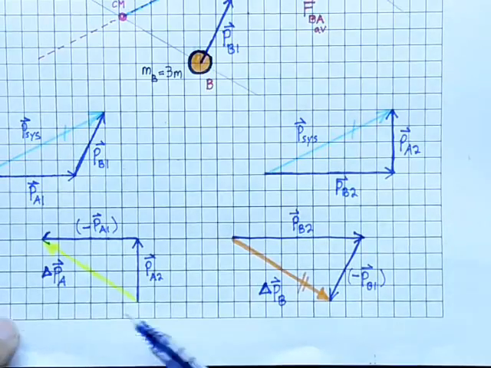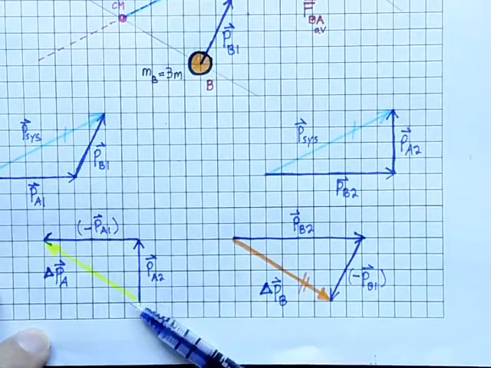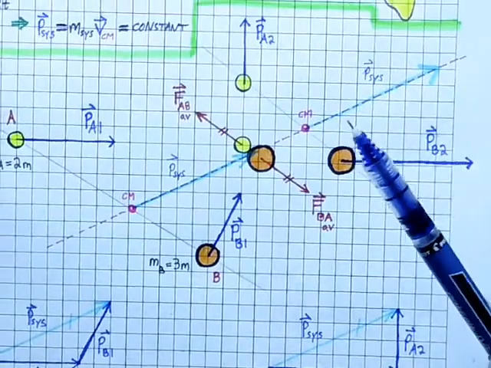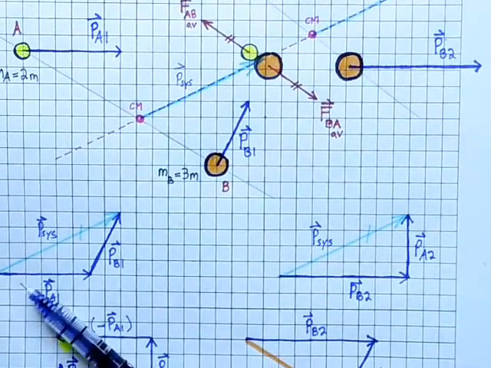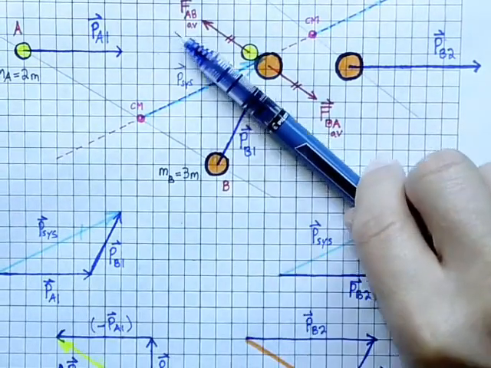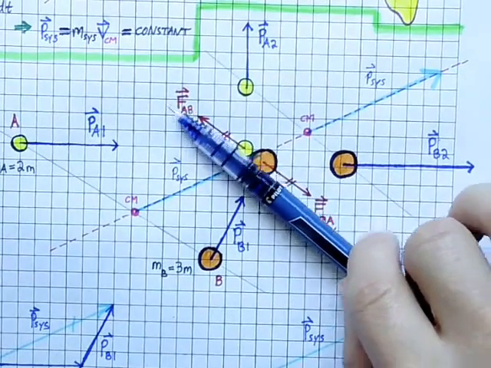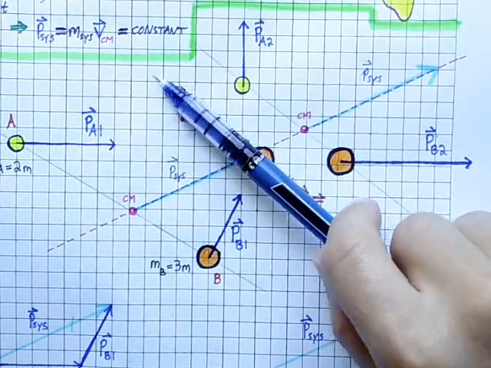Furthermore, if you compare the directions of these two vectors, change in momentum for A pointing up and to the left like that, and look back at our diagram during the impact, delta P for A points like this, which is exactly parallel to the average force on A due to B. This force points in the direction of the change of the momentum.